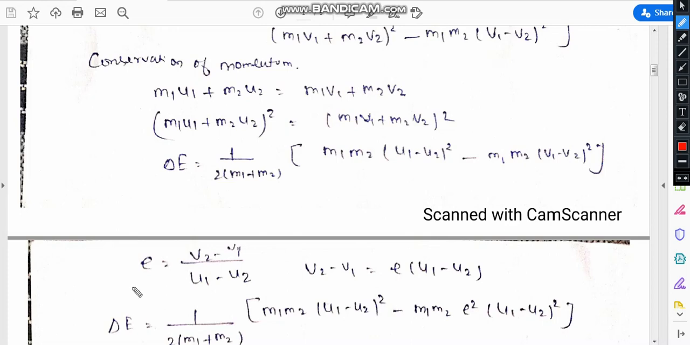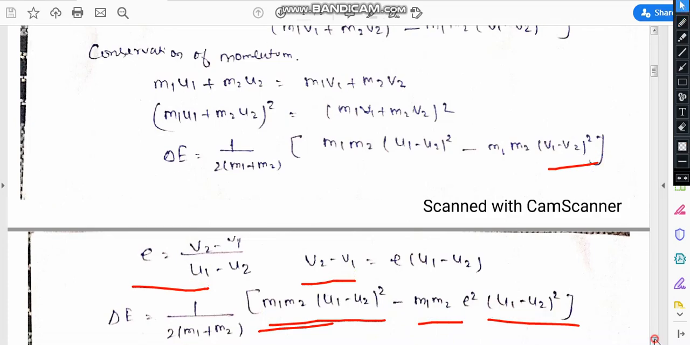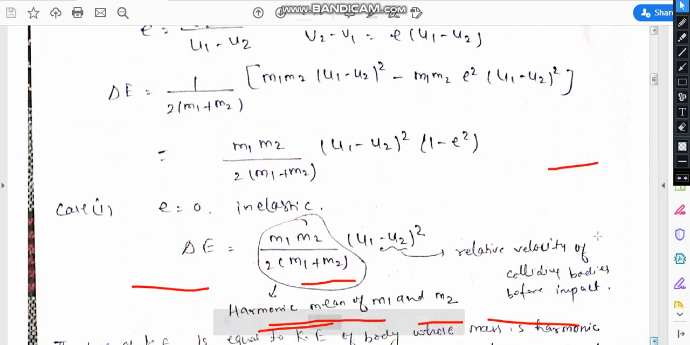We know that the coefficient of restitution e is equal to (v2 minus v1) over (u1 minus u2). By equating, v2 minus v1 is e times (u1 minus u2) in this equation, so we can easily obtain the final expression: m1 m2 (u1 minus u2) whole square minus m1 m2 e square (u1 minus u2) whole square. And by taking m1 m2 (u1 minus u2) whole square as common, the final expression becomes this.